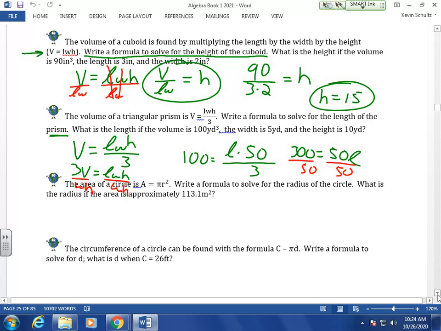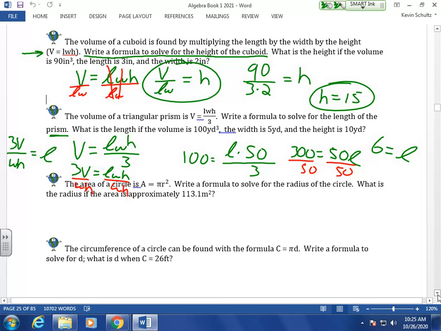So all told, in our equation on the right here, 300 divided by 50 equals 6, and that's going to equal the length in this case. In our literal equation, our formula, 3 times the volume divided by the width and the height will equal the length. So if you are given a triangular prism and you want to find the length, knowing what the volume and the width and the height are, this is the formula that you could use to solve that. 3V divided by width times height equals the length.